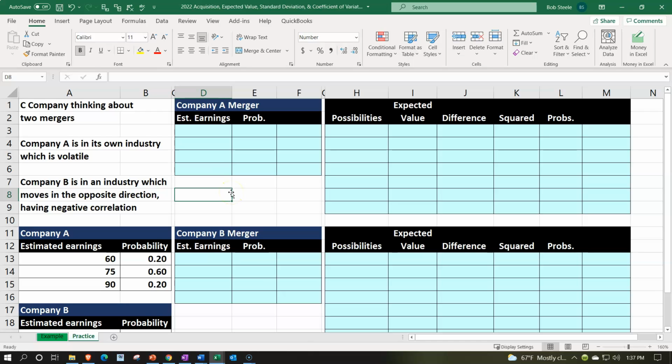Get ready. It's time to take our chance with corporate finance. Here we are in our Excel worksheet. If you have access to the Excel worksheet and would like to follow along, note that we're in the practice tab as opposed to the example tab. The example tab, in essence, being an answer key.